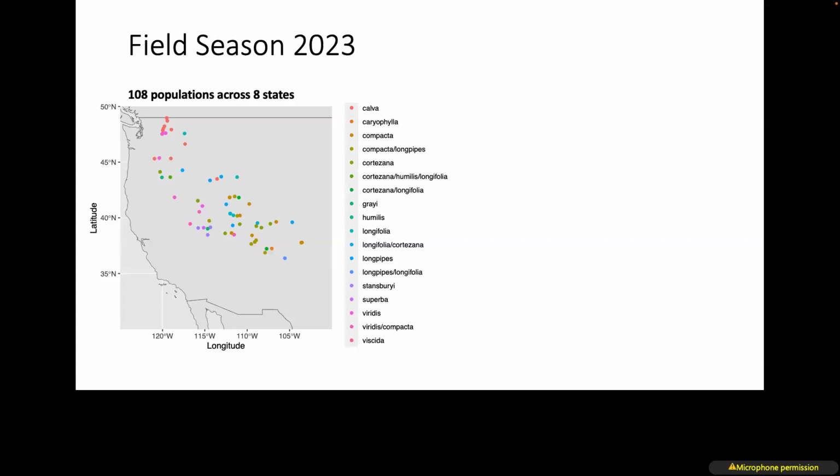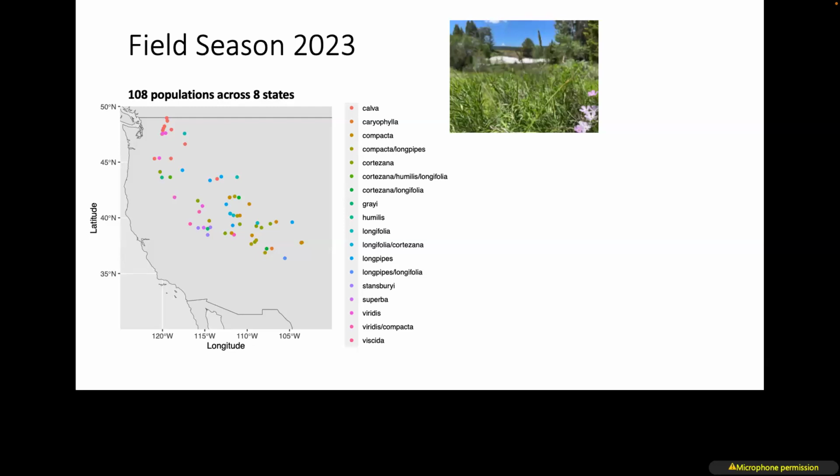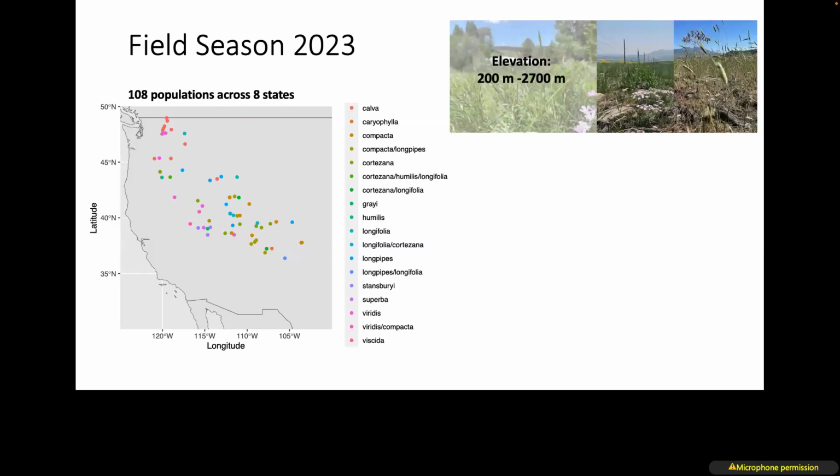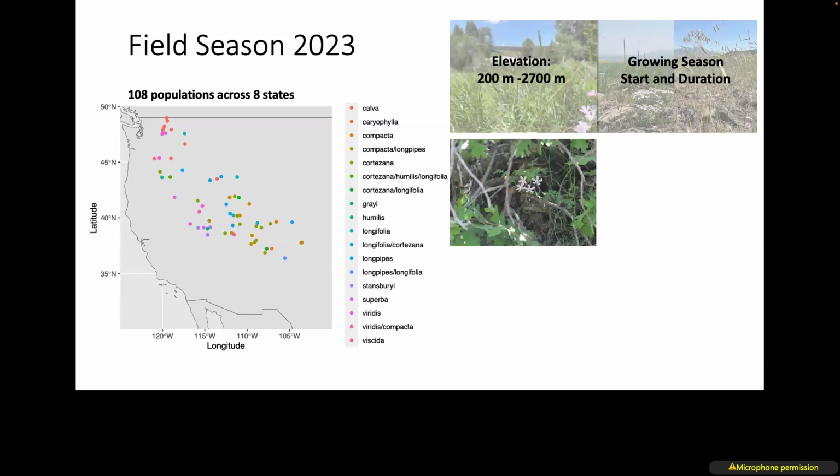Notably, in addition to collecting all of these different subspecies, I also tried to be mindful to make sure that I was collecting as much environmental and habitat variation as possible. So I sampled from populations anywhere from 200 to 2,700 meters in elevation, populations that were starting to flower as soon as April versus populations that were flowering as late as July. So quite a bit of growing season start and duration variation. I sampled from as many diverse habitats as possible.